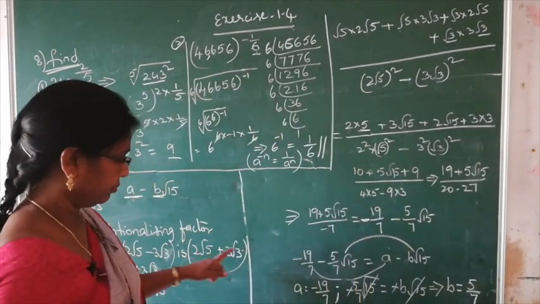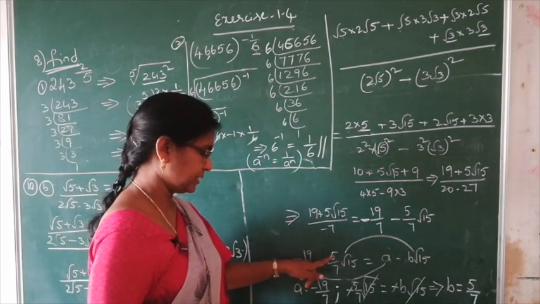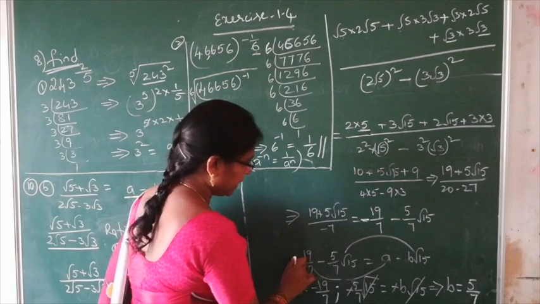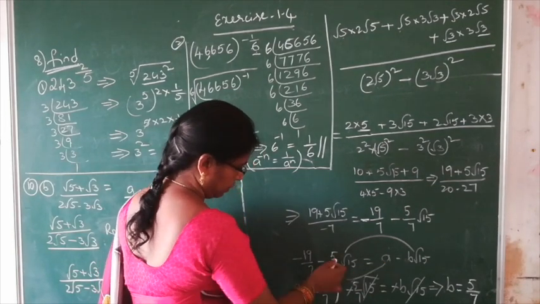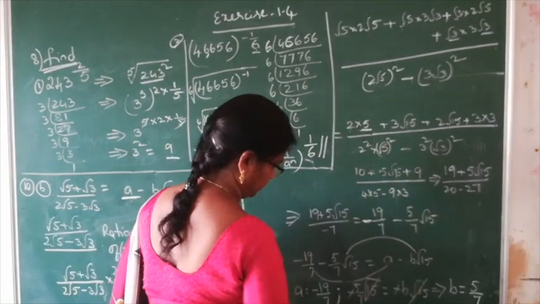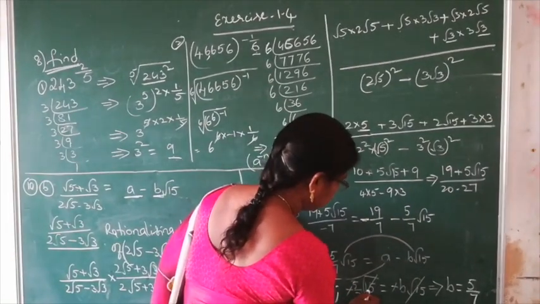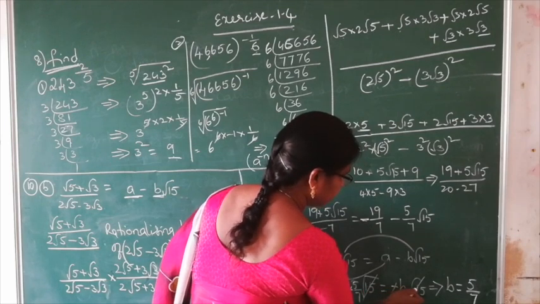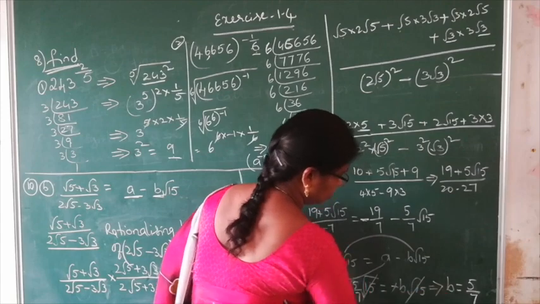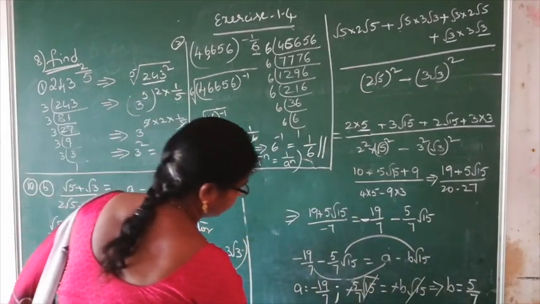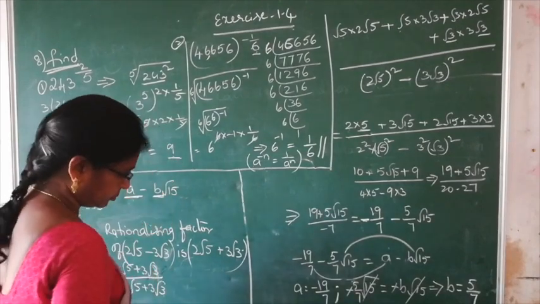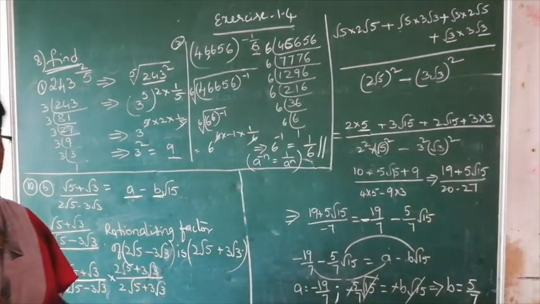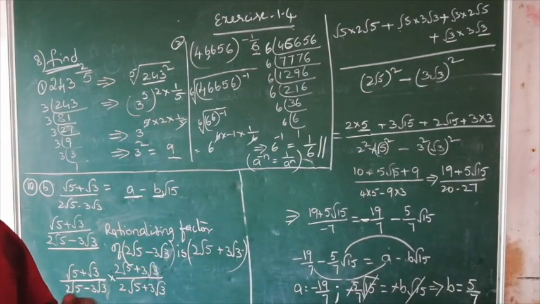As per the problem, minus 19 by 7 minus 5 by 7 root 15 is equal to a minus b root 15. Means minus 19 by 7 is the a value, and minus 5 by 7 root 15 is the b part. Now minus 5 by 7 root 15 is equal to minus b root 15. Here minus minus will cancel, then root 15 will cancel, then b is equal to 5 by 7. Then what are the values of a and b? Minus 19 by 7, 5 by 7. This is exercise 4 completed. Now you have to complete problems 8, 9, 10, the remaining problems.